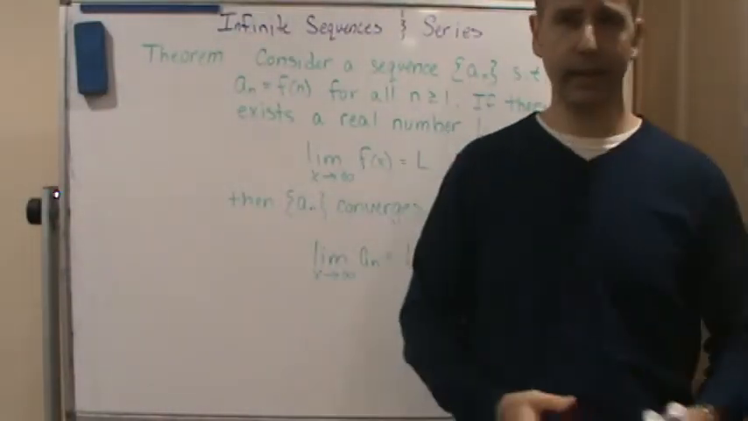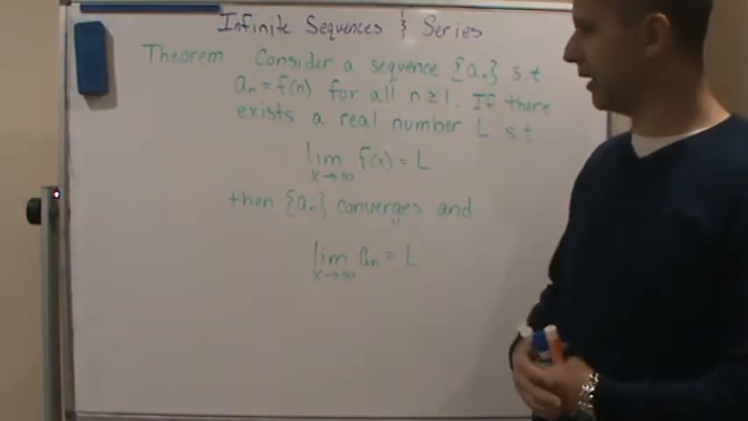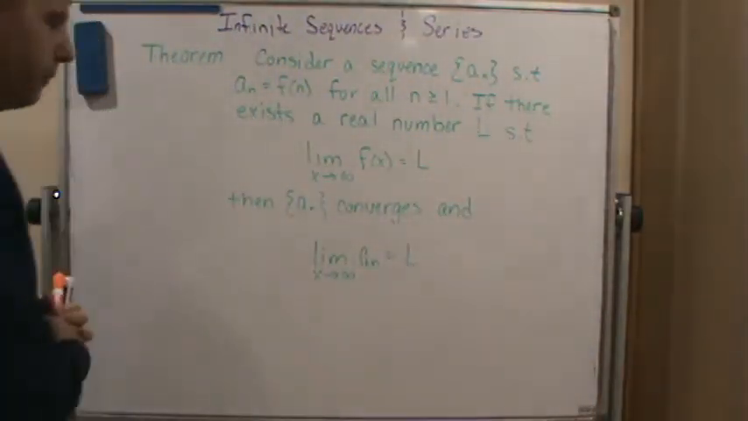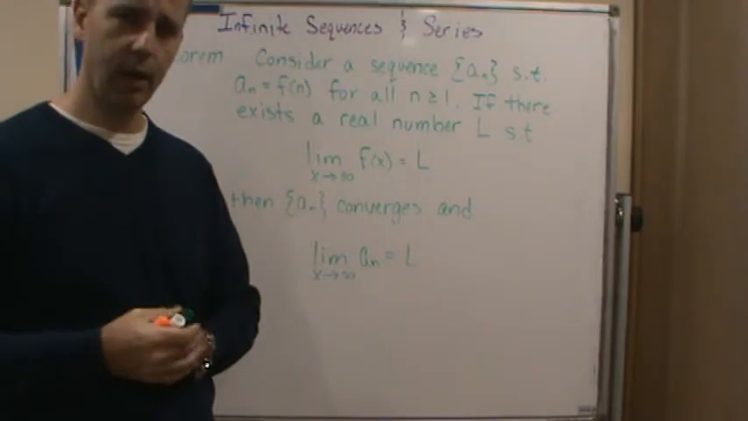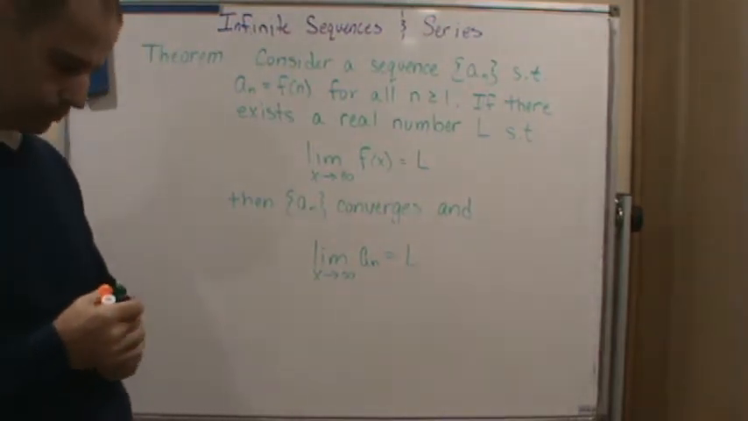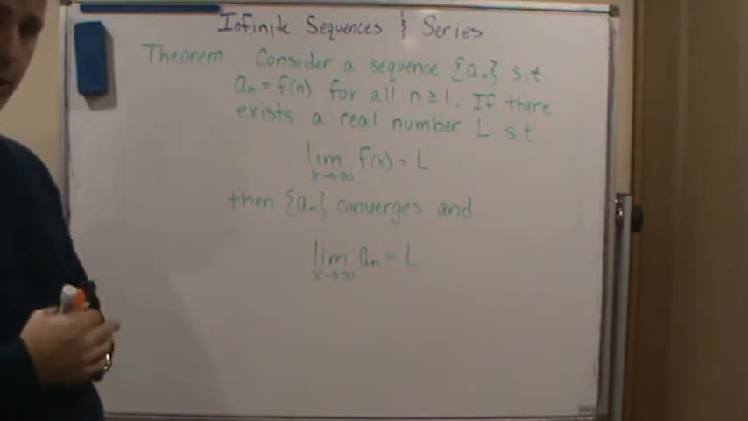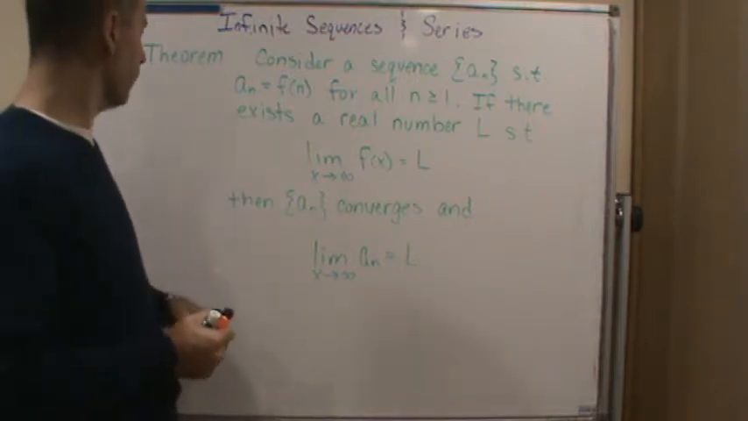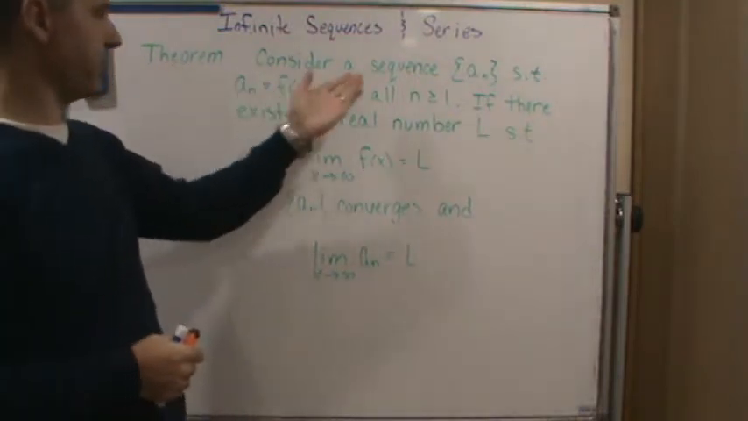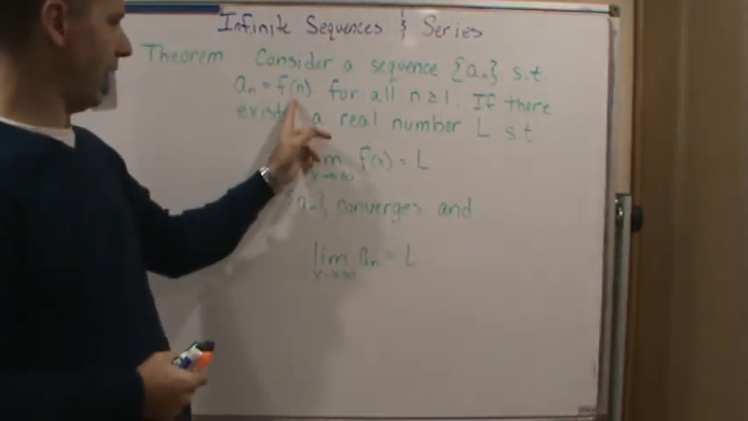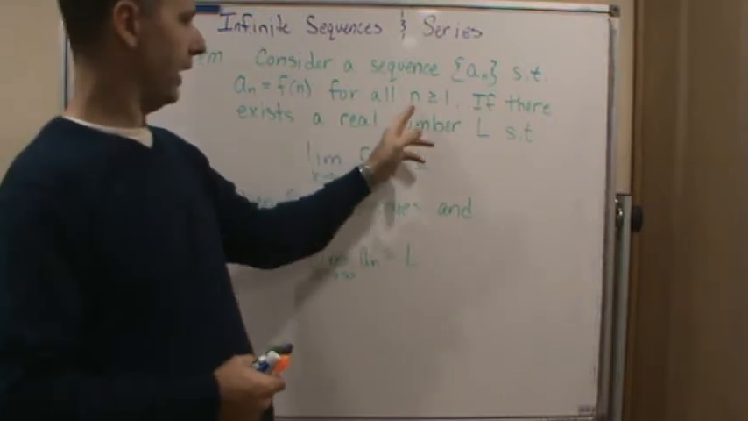Okay, so welcome back, and here's the theorem that follows the example I gave about using continuous functions that behave similarly to the sequence. So in this theorem it says, consider a sequence a sub n such that a sub n equals f of n for all n greater than 0.